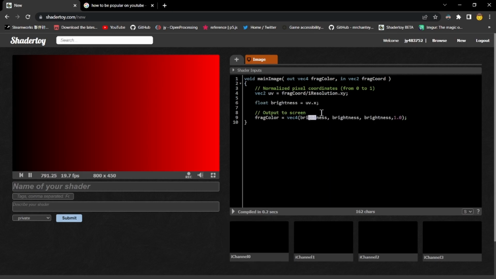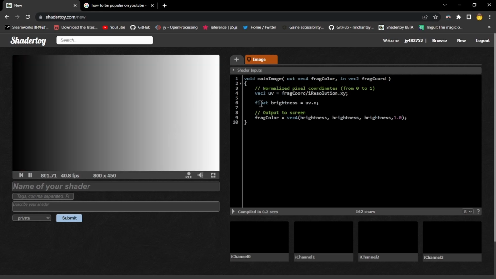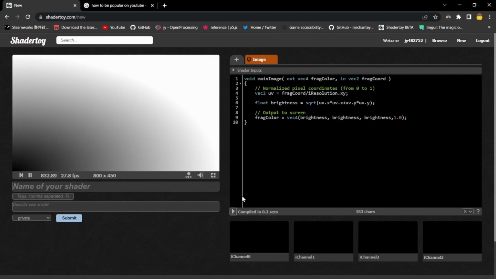I have made all red, green, blue use this brightness variable I just made. It's just the same thing we talked about before. Let's try to make a circle. If you remember from, I think, high school, the formula for a circle: x squared plus y squared. Let's see what this does.